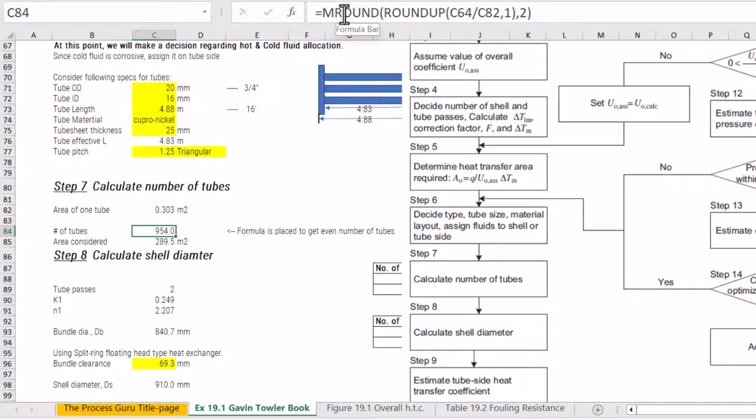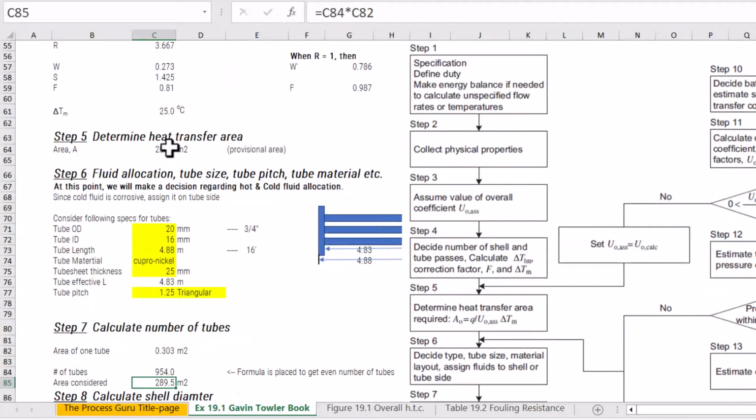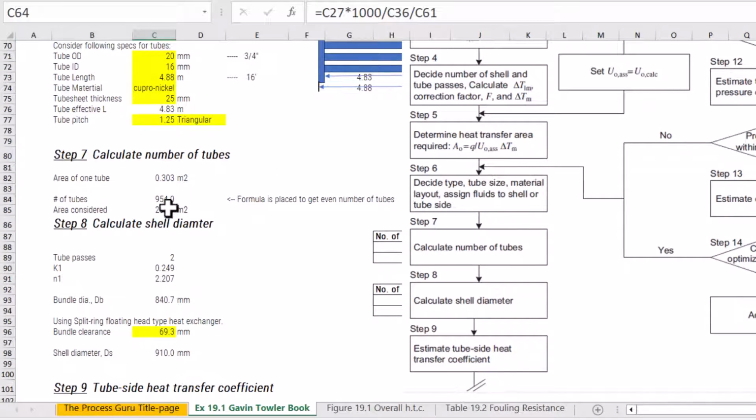Here I have used a rounding formula so I can get the final number as an even number, so I can divide very easily when we are using 2 tube passes or 4 tube passes. For that purpose I have rounded up to a multiple of 2. Since we have taken some liberty of making it a multiple of 2, our actual area that we are considering now is 289.5, which is just slightly higher than this, so it's fine.